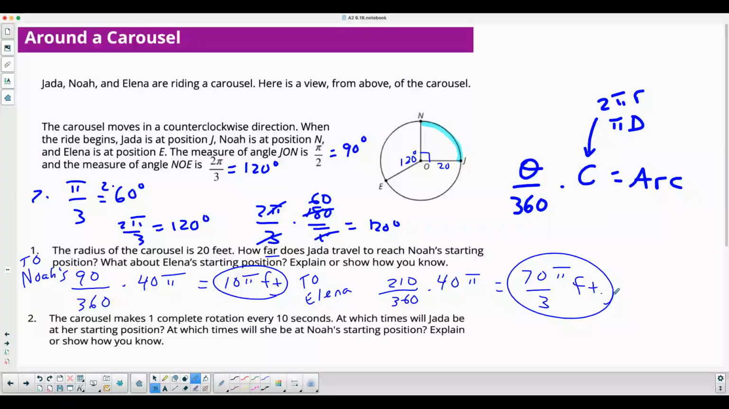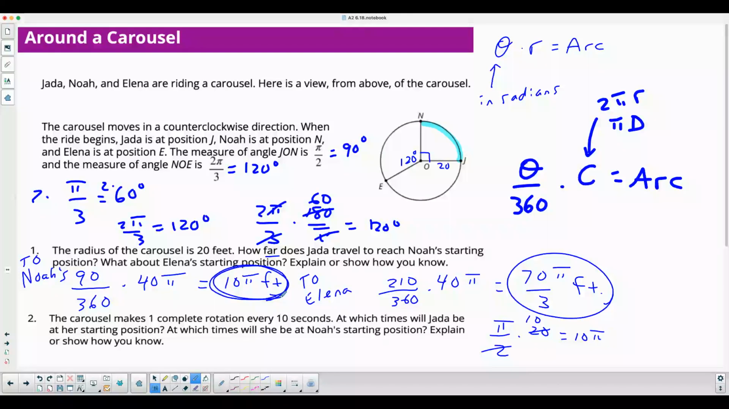Now you may know or you may not know, if your angle is in radians, you could also do your theta times your radius to get arc length, if theta is in radians. So what you could also do here, and I'll come down here and show you, is 90 degrees in radians, that's pi over 2 times your radius of 20. Check out what happens here. These cancel, and we get 10 pi, which is kind of what we had over here.